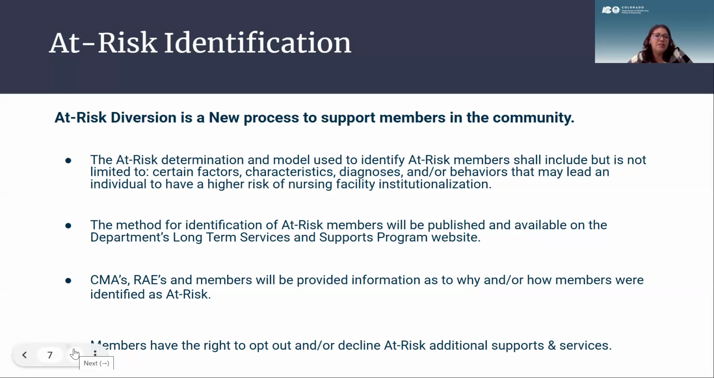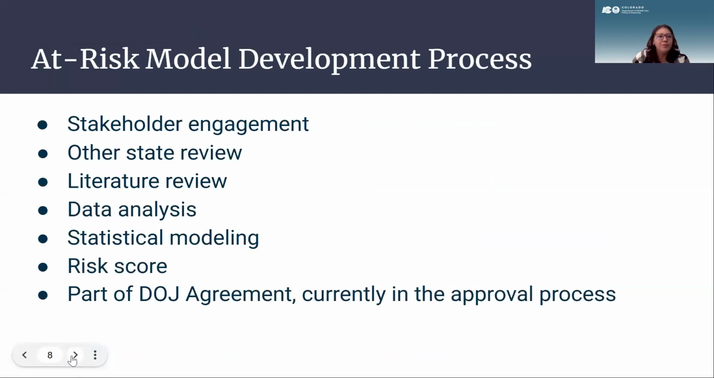CMAs, RAIs, members, TCAs, everybody will be provided information by the department as to why the member was put on that list. This is to ensure that if there's a specific need or concern that put the member on the list, it can be discussed with the member and proper assessment of supports and services can be provided. I also want to note that this is not a mandatory service, so members have the right to opt out or decline any at-risk support or services at any time. I'm going to hand the next 2 slides off to Jill. She's a director of community living, and she wanted to give some detailed information about the at-risk model, and then I'll finish up after her.